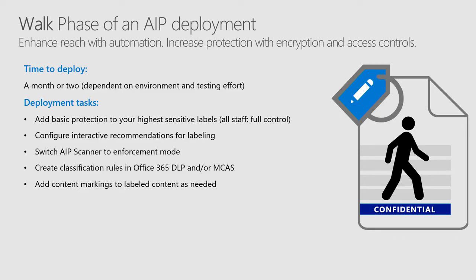You start automatically labeling with the scanner in some locations, and in folders that contain particularly sensitive information. You become a little bit more aggressive, and you start doing bulk auto-classification based on content. You can do the same thing in the cloud via MCAS and Office 365 DLP. Microsoft Cloud App Security and Office 365 DLP do the same thing for the cloud that the AIP scanner does for on-premises repositories. You start adding content markings like headers, footers, watermarks, things like that inform your users.